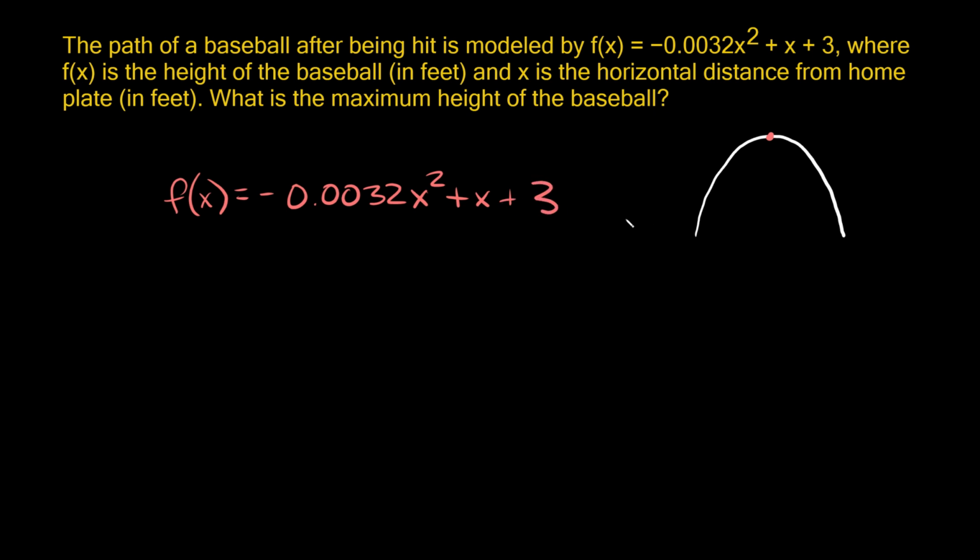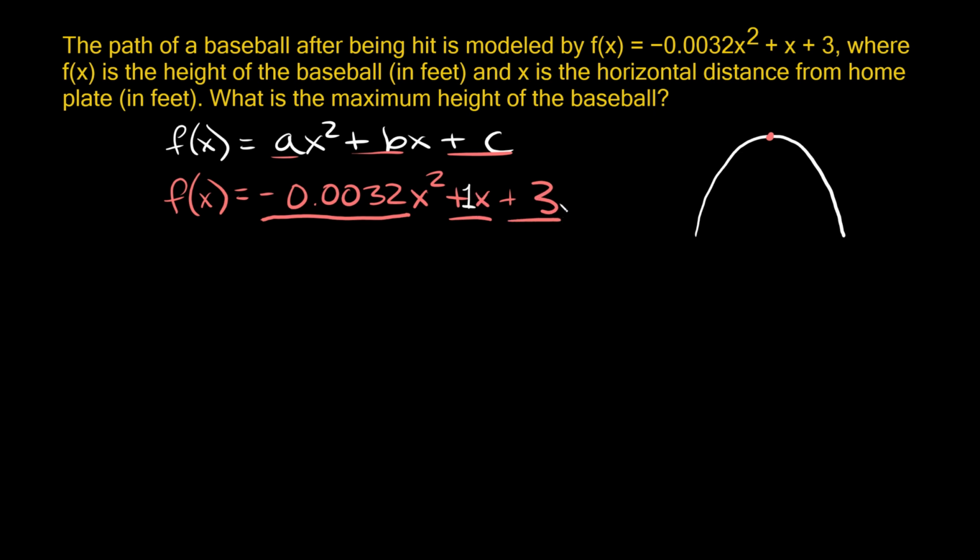Okay. The reason I wrote it out is because we want to figure out what our coefficients are, specifically compared to the standard form of a quadratic, which is f of x is equal to ax squared plus bx plus c, where a, b, and c are the coefficients, right? So if we look at the function that we were given, we can identify a, b, and c, right? So a would be right here, negative 0.0032. B would be right here, so there's no number next to the x, so we can just assume that's a positive 1. And then here, c is 3.